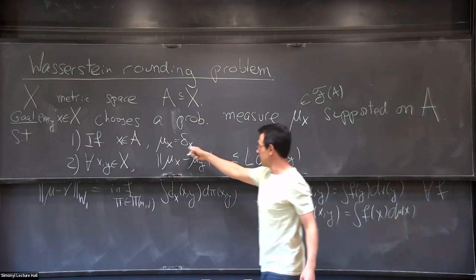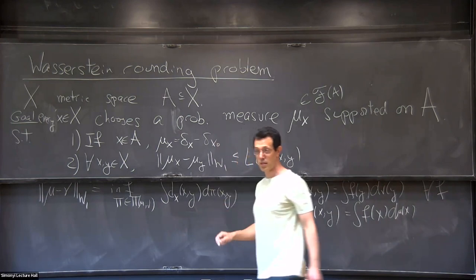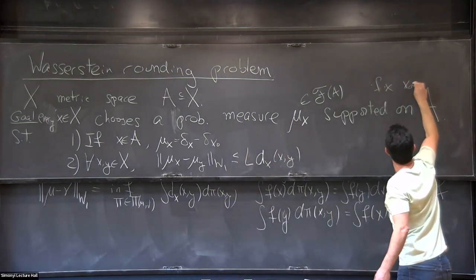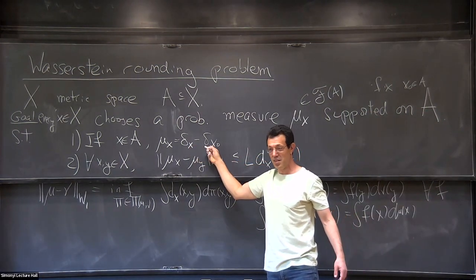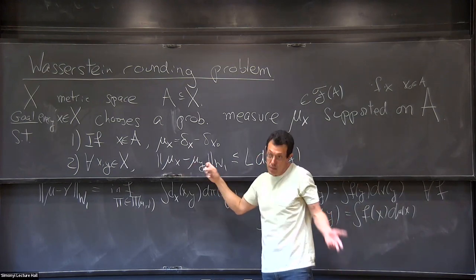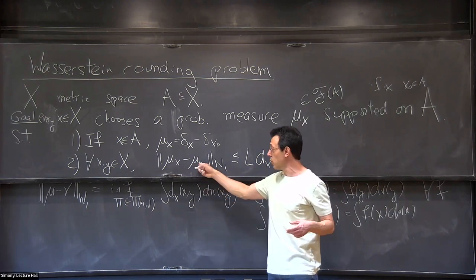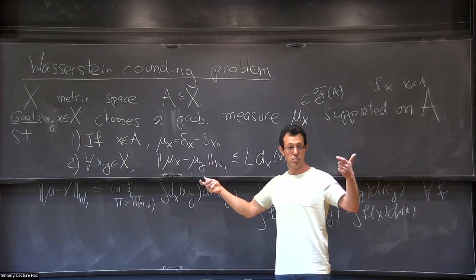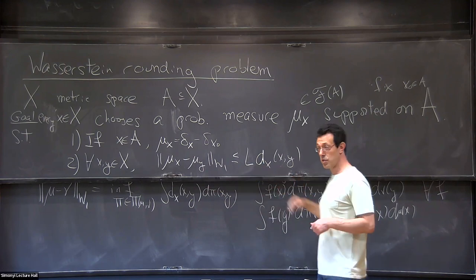Okay, now this doesn't make sense because I need total mass zero. So I fix some point x zero in A. It doesn't matter for the proof. Fix. Okay. So now this is total mass zero. And now this has a meaning, right? Mu x minus mu y is yet another measure of total mass zero. So you can look at the positive part of mu x minus mu y, that's complicated, and you try to transport it to the negative part of mu x minus mu y. And then you have this condition.